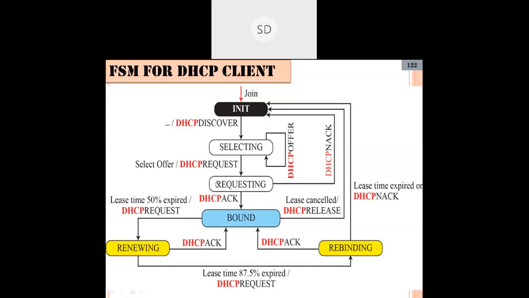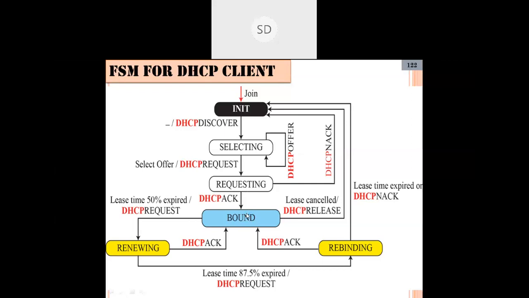Is it correct? Now, after this, there may be two types of acknowledgement. Either a DHCP acknowledgement, or it can receive a DHCP NAK, that is a negative acknowledgement. If it receives a NAK, then the client again enters the initialization state. If it receives an acknowledgement, then it goes to the bound state. Bound state means a connection is established.